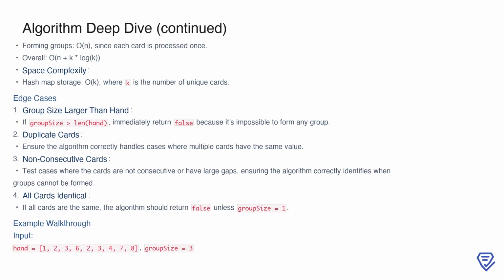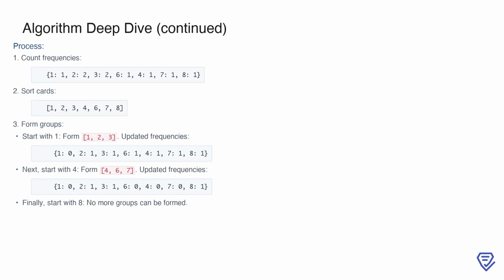Let's walk through an example to see the algorithm in action. Suppose the input hand is 1, 2, 3, 6, 2, 3, 4, 7, 8, with a group size of 3. The goal is to determine whether these cards can be grouped into consecutive sets of size 3. The process begins by counting the frequencies of the cards, resulting in the map 1:1, 2:2, 3:2, 6:1, 4:1, 7:1, 8:1. Next, we sort the unique card values, giving us 1, 2, 3, 4, 6, 7, 8.